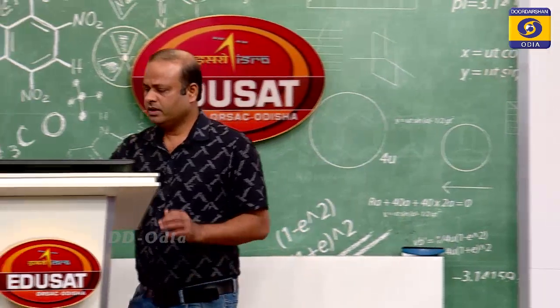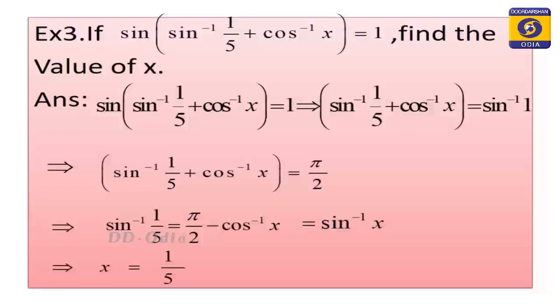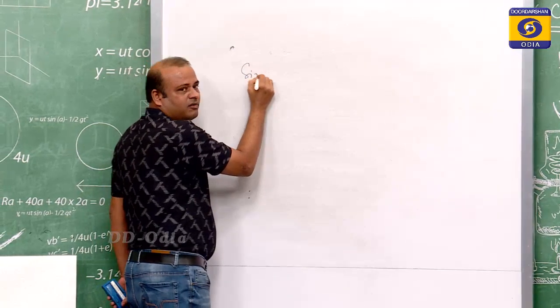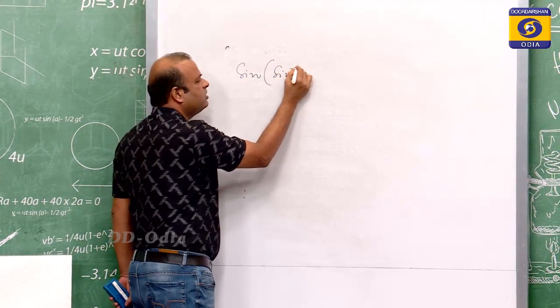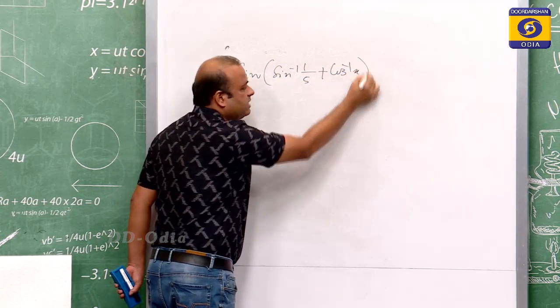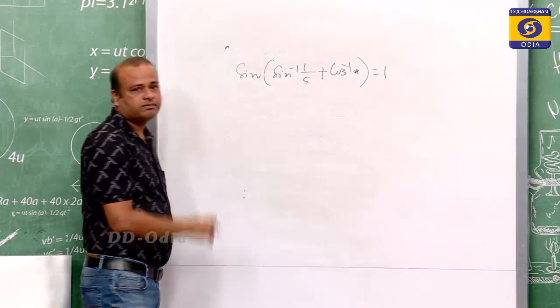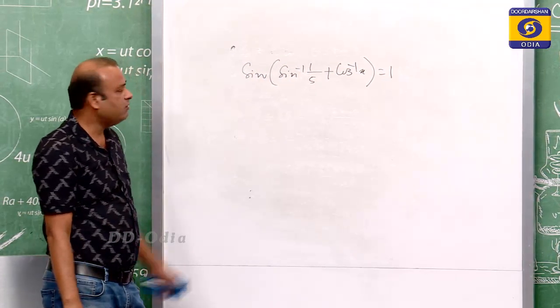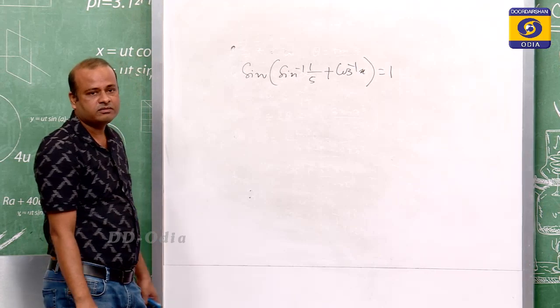So consider the problem. One problem is: if sine of sine inverse 1 by 5 plus cos inverse x is equal to 1, find the value of x. Right? So sine of sine inverse 1 by 5 plus cos inverse x is equal to 1. So find the value of x, or solve it.